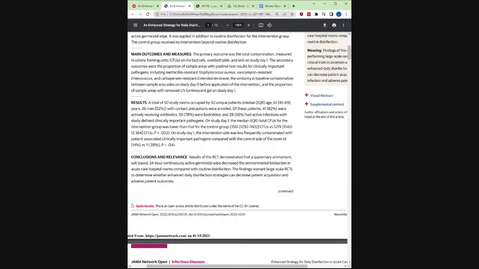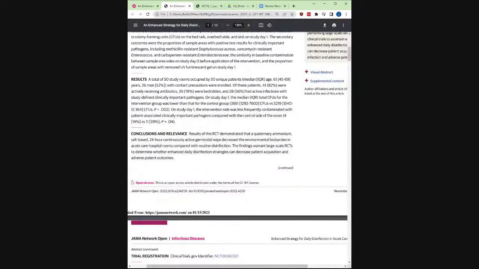The next thing is the similarity in baseline contamination between sample sites on study day 0, before the application, and then after, on day 1. So sometimes what can happen is, before you even do the intervention, there's some contamination already. So they want to look at the baseline before you do the intervention. They are doing the primary outcome, which is the main contamination, but they want to make sure that before you even start, there's similarity in baseline contamination.